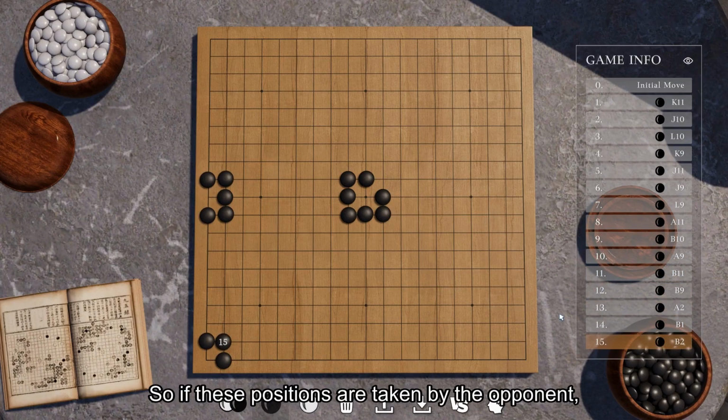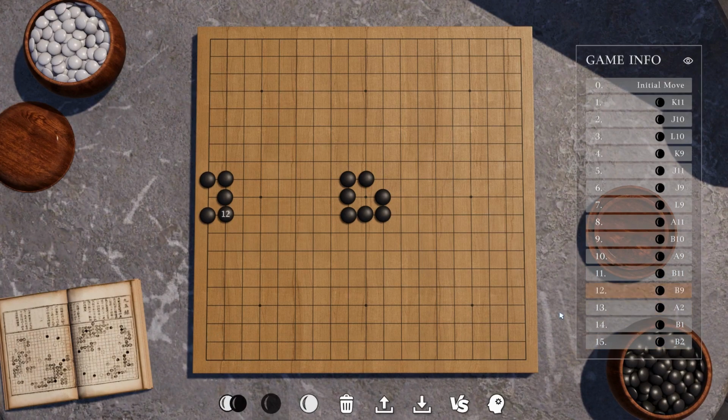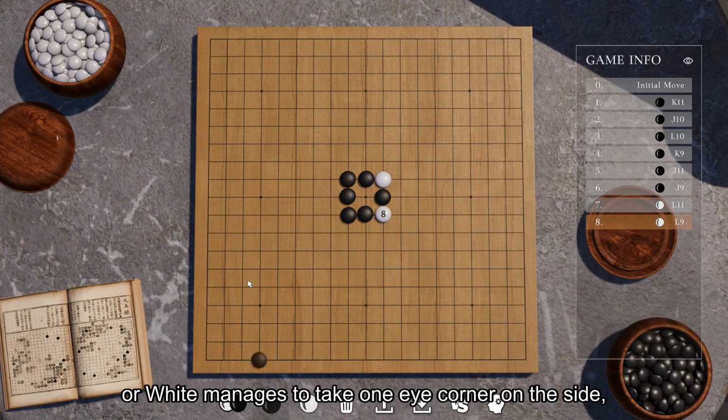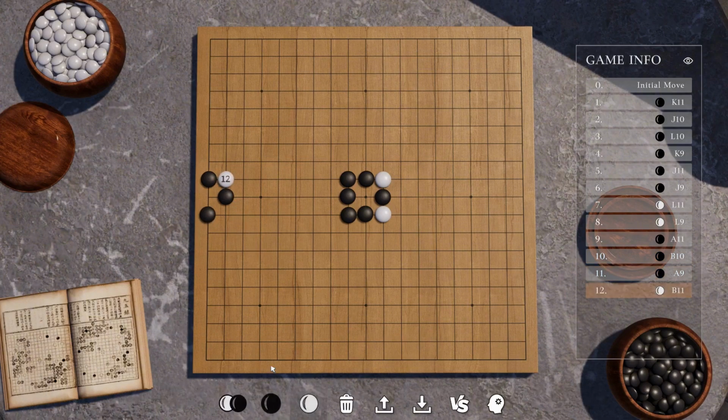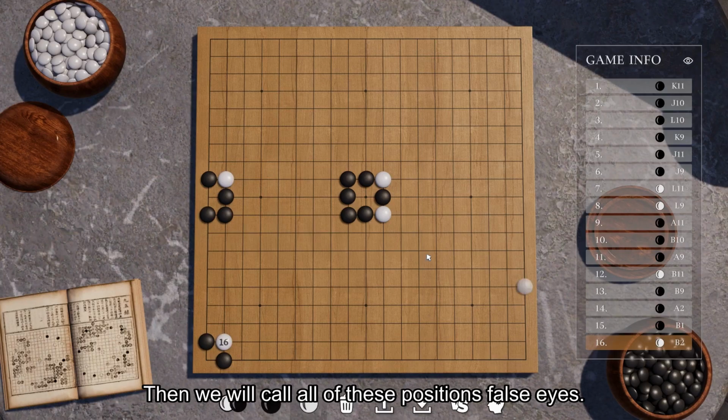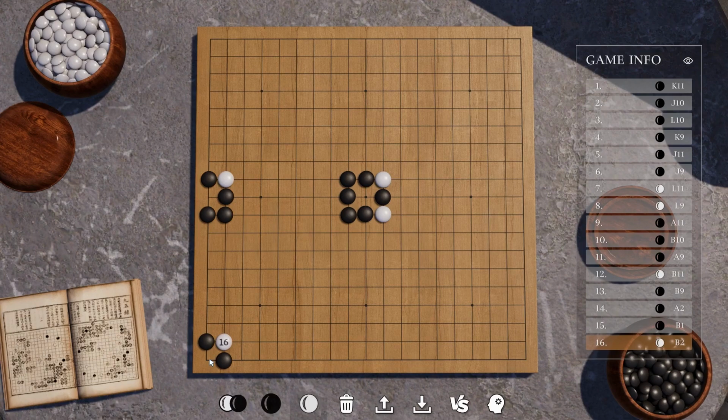So if these positions are taken by the opponent, for example, white takes two eye corners in the center, or white manages to take one eye corner on the side, or white manages to take the only eye corner in the corner, then we will call all of these positions false eyes. That will be all for the content of this lesson.